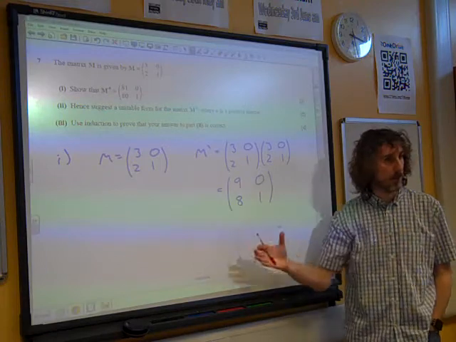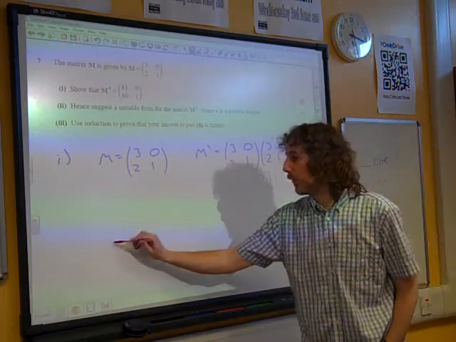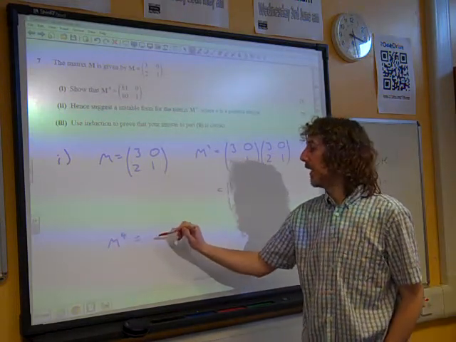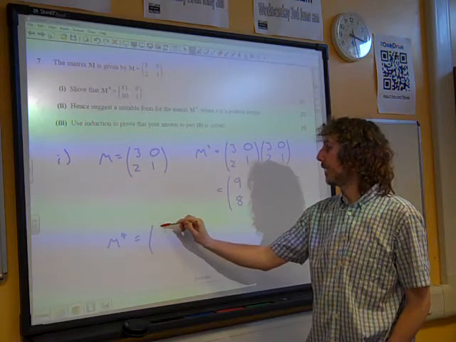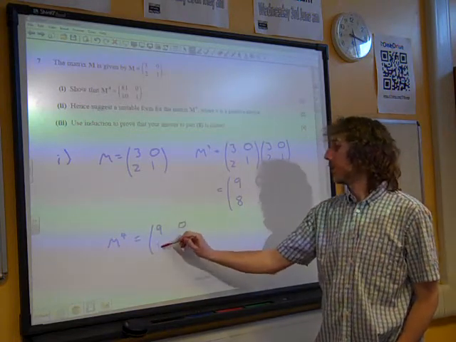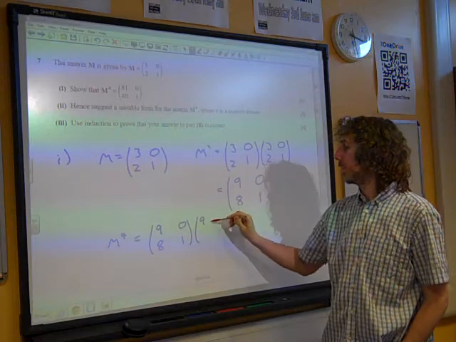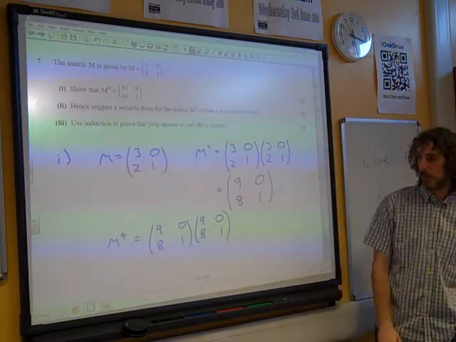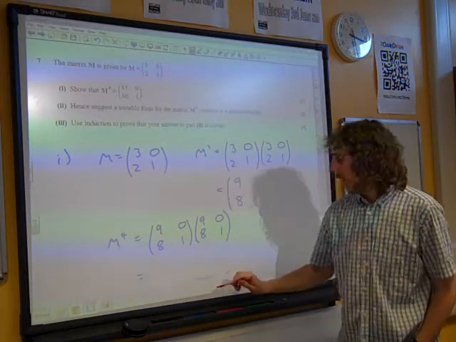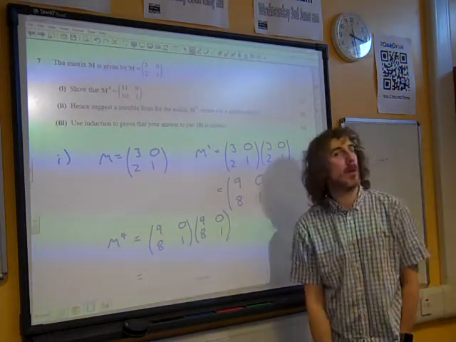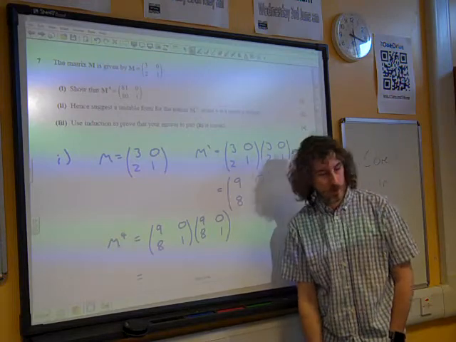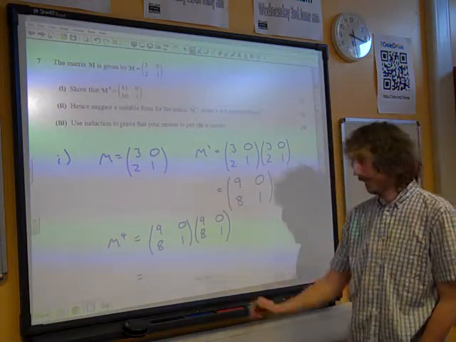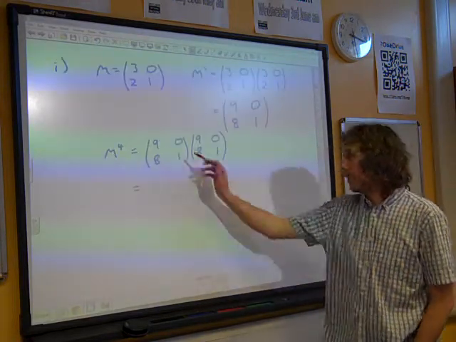Now, we're not going to multiply that by 3, 0, 2, 1, are we? Because we've got to get there as quickly as we can. M to the 4 is M squared times M squared. And that will save us a little bit of time rather than working all the way up there. Depending on how pushed we are for time, we could just write the answer down. But yeah, we'll do it.